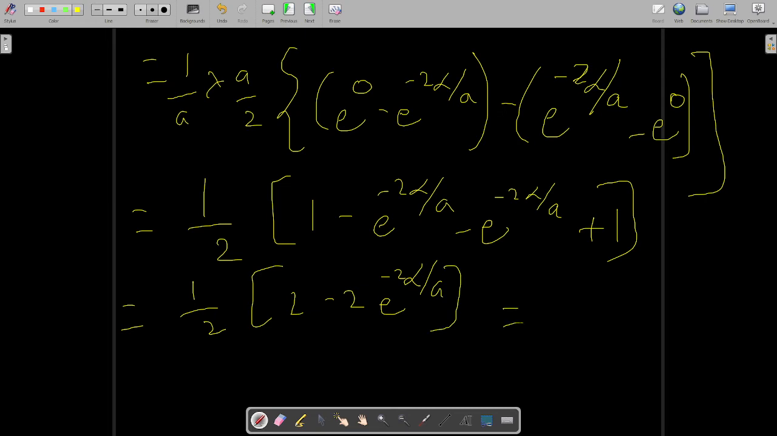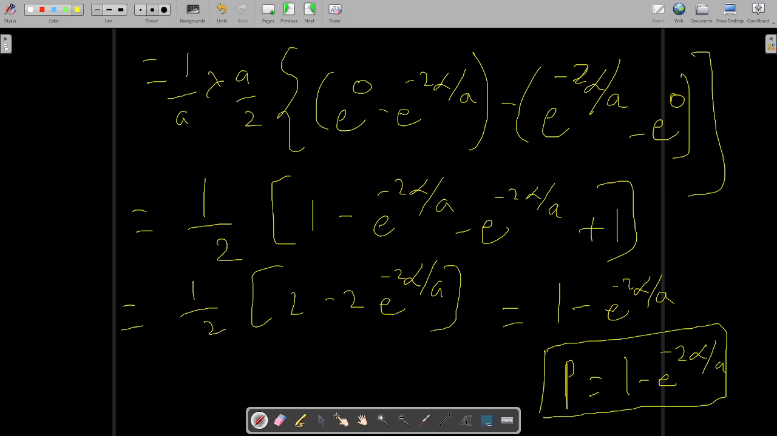Then 2 will come out of the bracket, and it will look something like this: 1 minus e to the power minus 2 alpha by a. This is your probability of finding the particle in the region minus alpha to plus alpha. So easily you found out this thing.